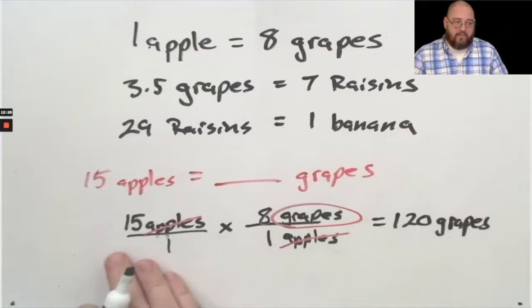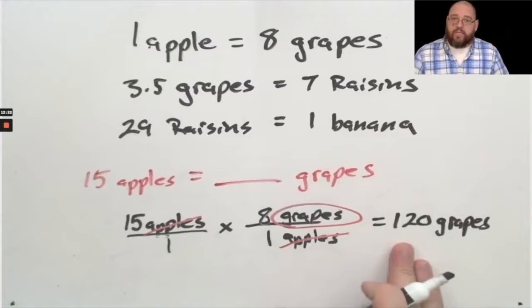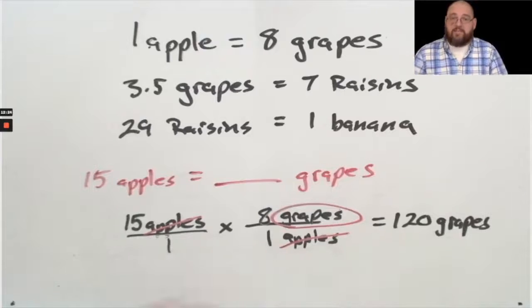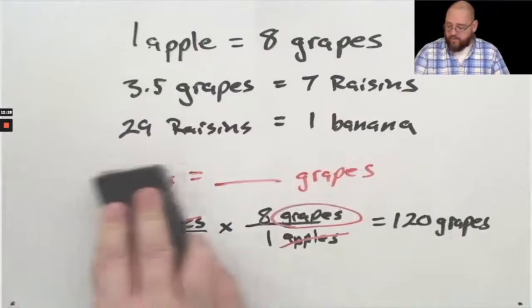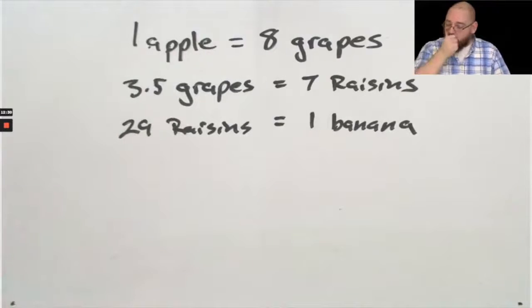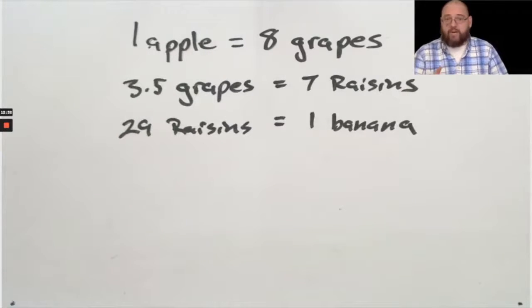So 15 apples is equal to 120 grapes. That is how this process works. Now, why do I have more than just that one conversion factor there? Well, let's say I wanted to figure out, okay, I have one apple and I'm going to barter and trade. I have one apple, but I need to get bananas.